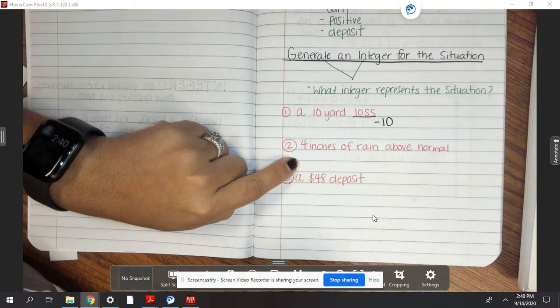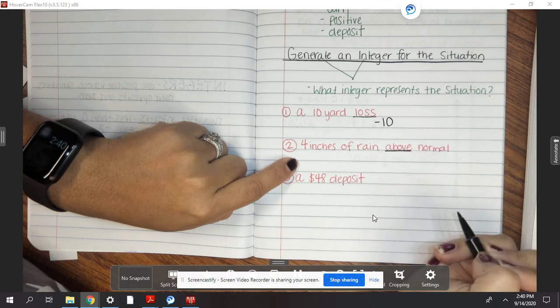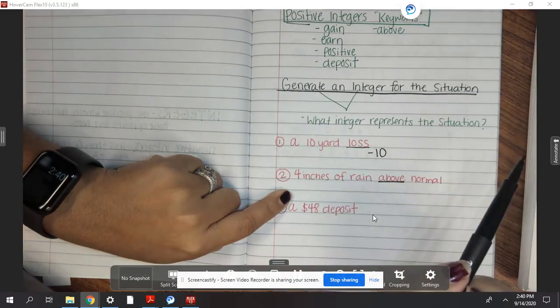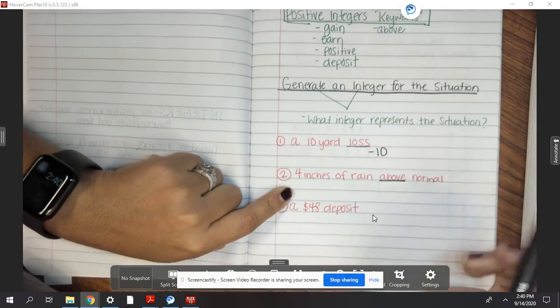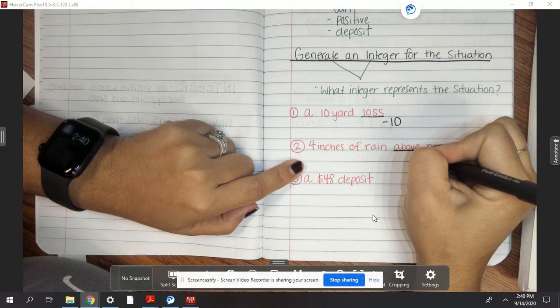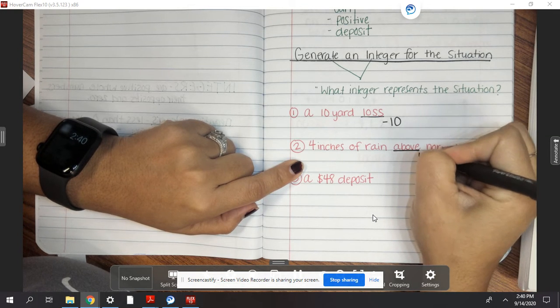The next situation says 4 inches of rain above normal. Above is one of those words that I found in the positive integer keywords. So that means I'm going to have an integer that is positive. So for example, the integer I'm going to generate is 4.